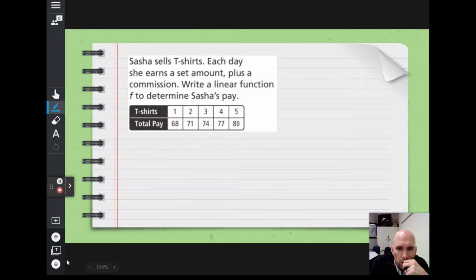Sasha sells t-shirts. Each day she earns a set amount plus a commission. Write a linear function f to determine Sasha's pay. All right, I'm going to do this on Desmos. I'll stop, do Desmos, and come right back.